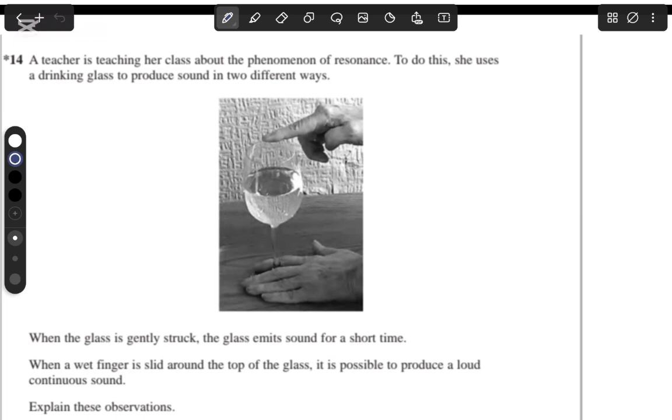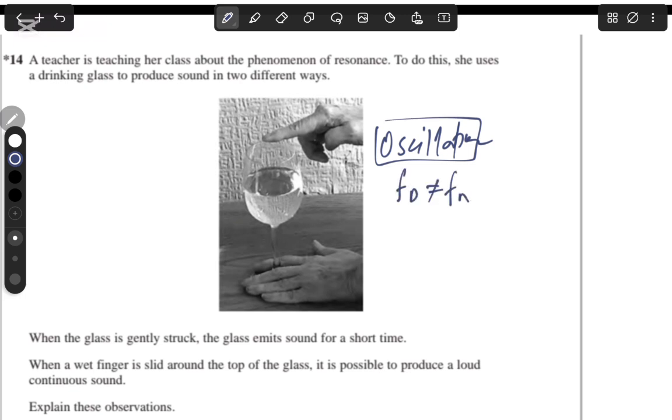So first, when the person struck the glass, that set the glass into an oscillation. But in this oscillation, the driving frequency wasn't equal to the natural frequency. So the total energy decreased, and we know that total energy is directly proportional to the amplitude. The amplitude of the oscillation decreased and the oscillation eventually died out.